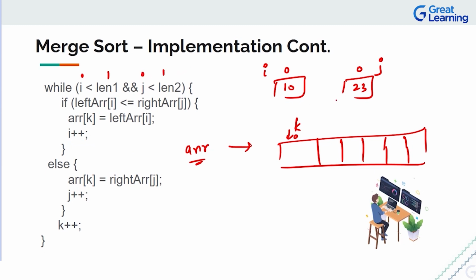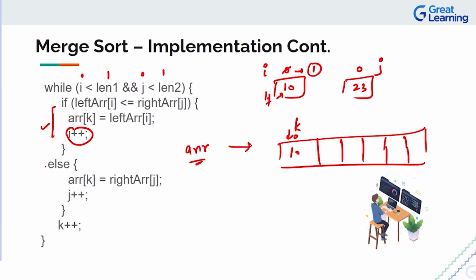Now we compare these two values. First we will insert the lesser element. That is, 10 is less than 23. Yes, it is. So what we do, we insert this left array content, that is 10, in this. And then we increment our I. So I will be pointing now to first. Now I will be incremented to 1.